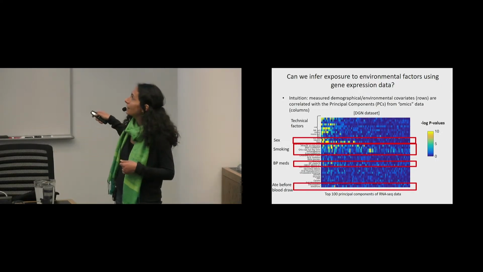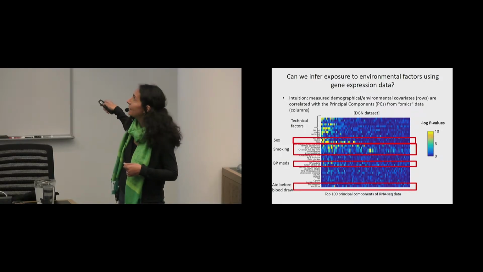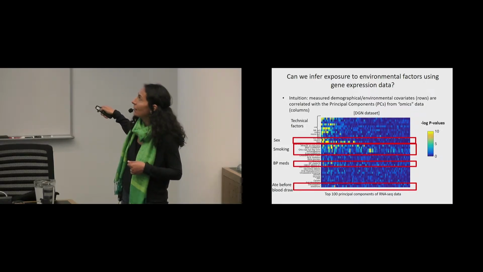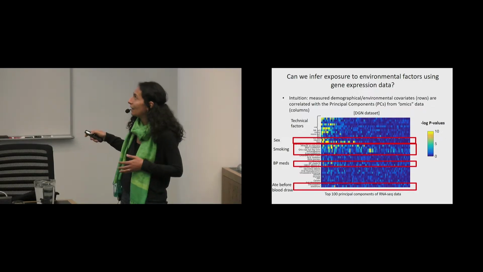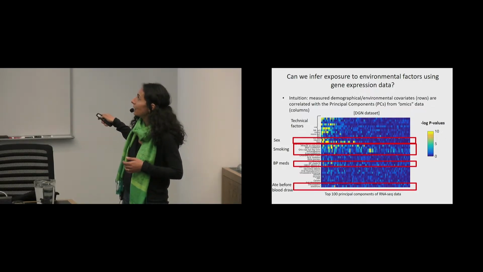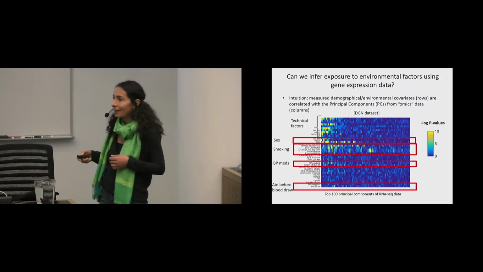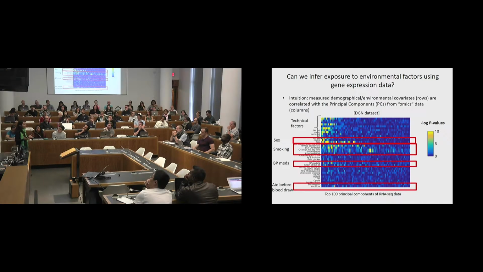So for instance, sex is here. It's correlating with multiple PCs, some of them very strongly. Then we have smoking here. It's correlating with PC number 50 or something like that. We have our BP medication correlating with something here, and then 8 before blood draw is correlating with something here. So I guess the overall intuition is that some sort of unsupervised analysis of gene expression data can get us some variables that typically correlate with exposures of different individuals.